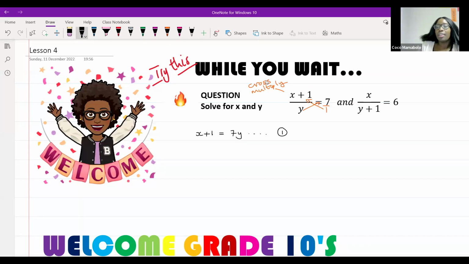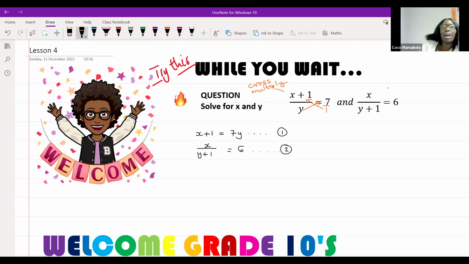All right. Then I'm not going to change the second equation. I want it exactly the way it was. X over y plus 1 is equal to 6. I'm going to leave equation 2 exactly the way I found it.